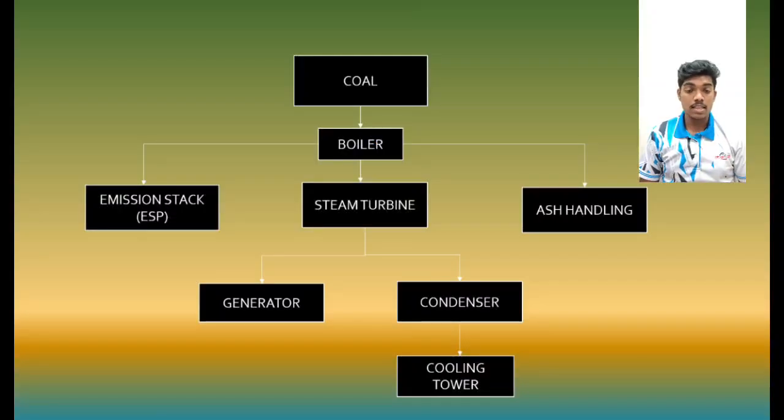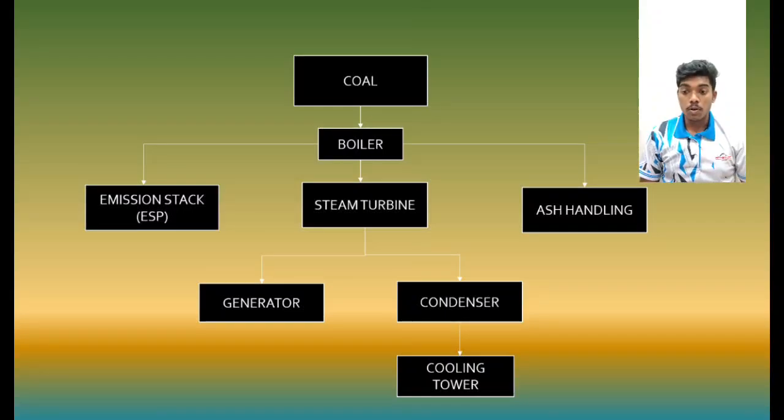Now, the next slide is my block diagram. As you can see, there's coal, boiler, emission stack with the ESP, steam turbine, ash handling, generator, condenser, and cooling tower. Let me briefly explain it.